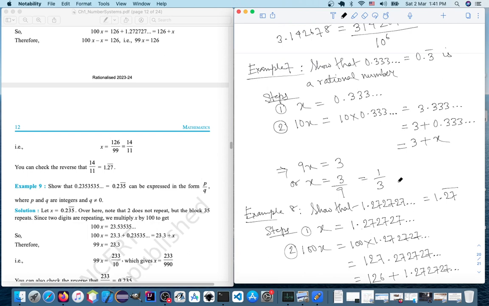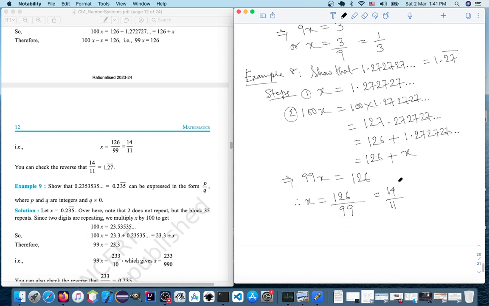In the first case, example 7, the repeating block of digits was 3, and so we wrote x equals the given number, and then in the second step we multiplied the first equation by 10. Why 10? Because there was only one digit in the repeating block of digits in the given number. So we got 10x equals 3.333..., which we rewrote as 3 plus 0.333..., which is 3 plus x, and we got x equals 1 by 3. In example 8, we see that the repeating block of digits has two digits.